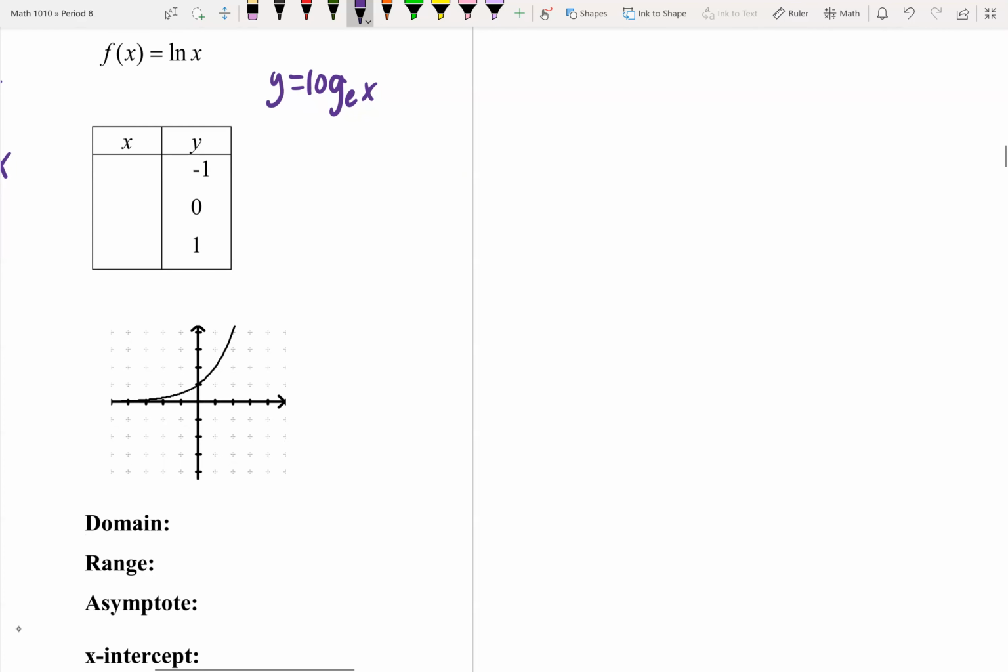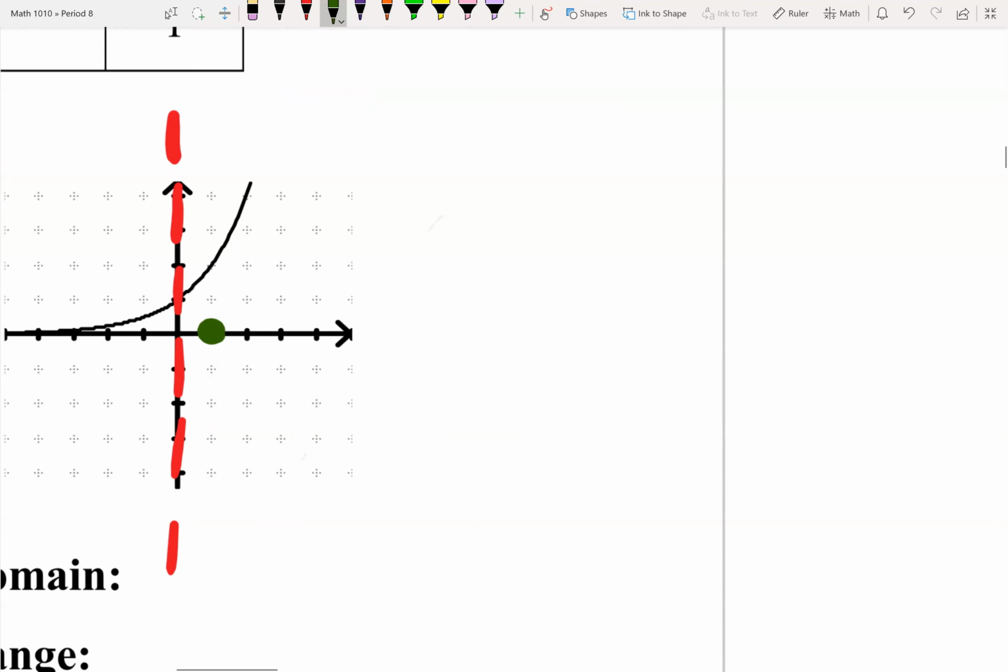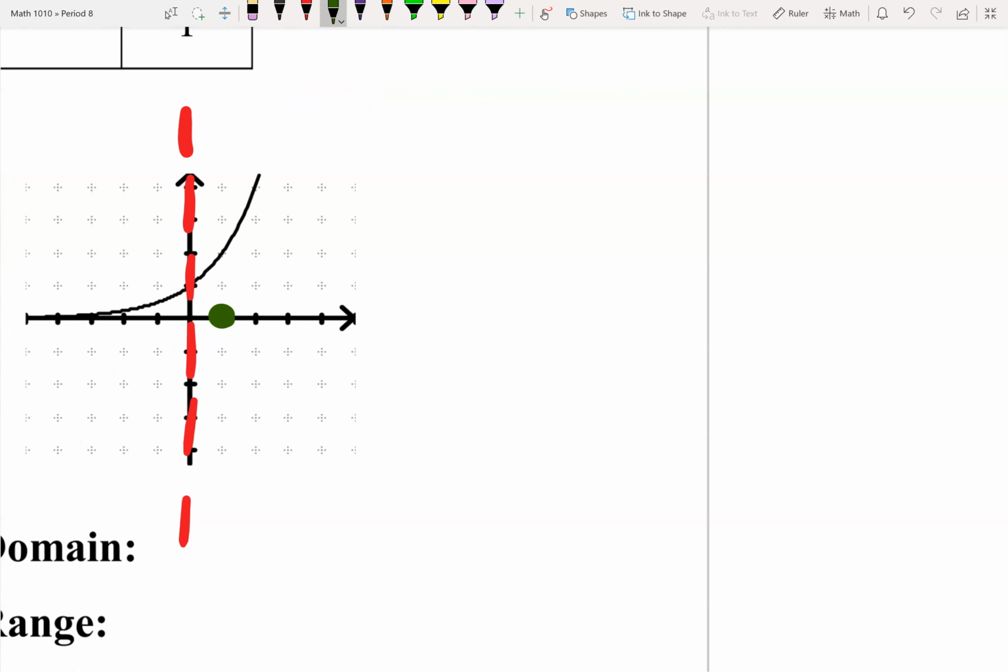Is that a parent graph? Yes or no? Yes, it is. So dash it in. It definitely hits (1, 0). Look what people do. Just look forward and watch me do this wrong. My base is an e. Watch what I do. e is how many? 2.7. So 1, 2, and a little bit more. Up like that. There's my graph. It's wrong. Don't do that.